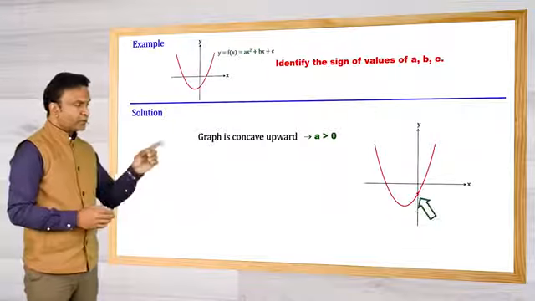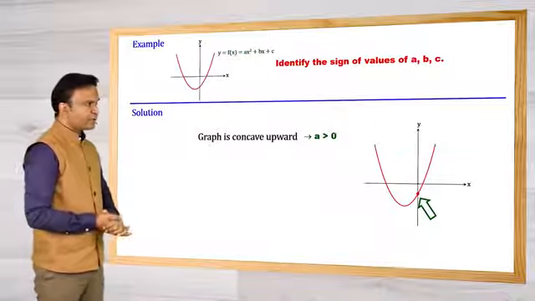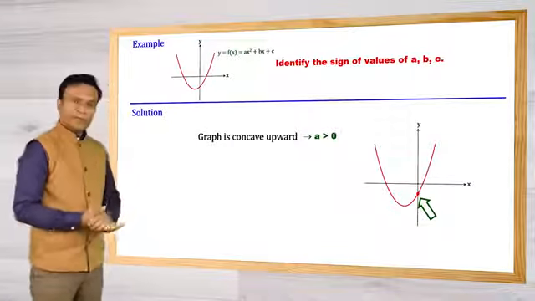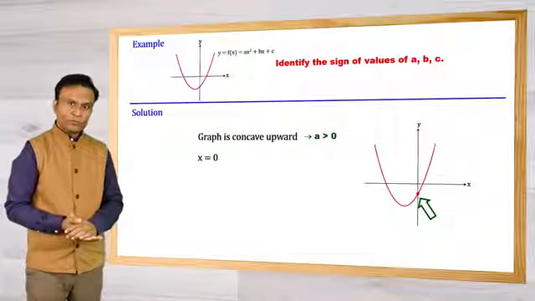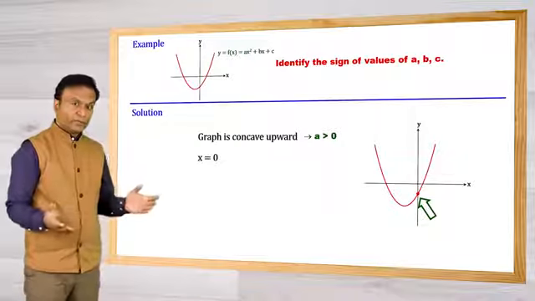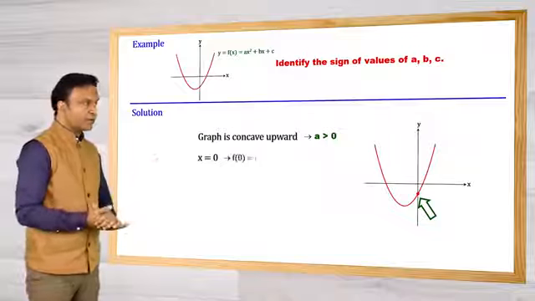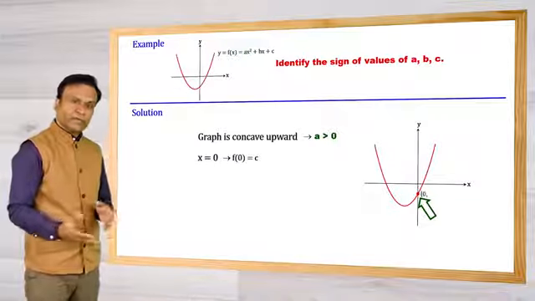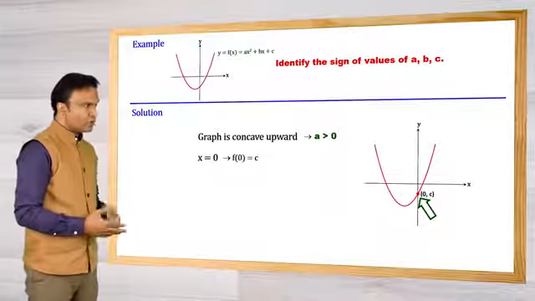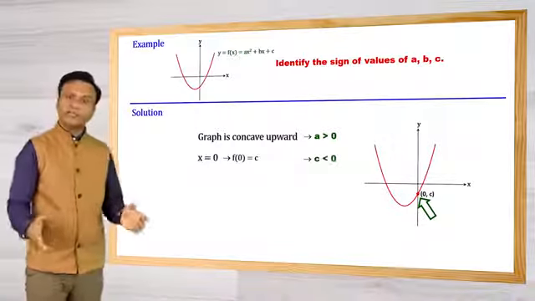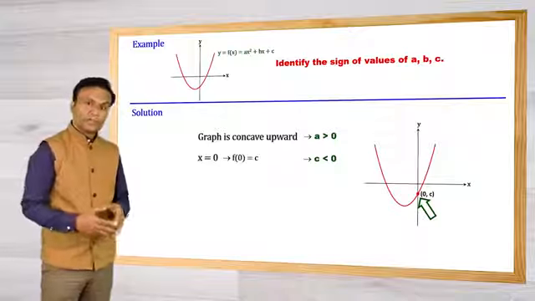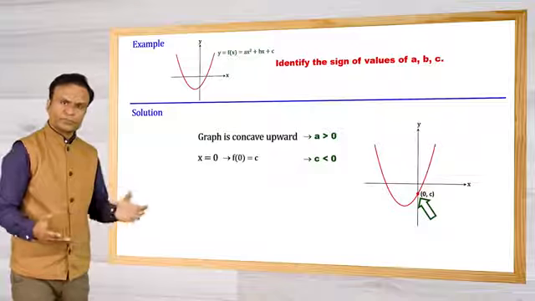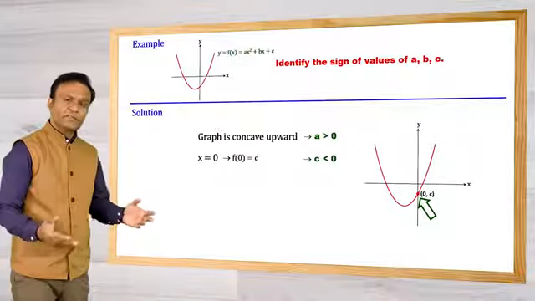Further, this point where the graph is intersecting the y-axis. For this point, the value of x is 0, and when x is 0, f of 0 is equal to c. So the coordinates of this point are (0, c), where c is obviously less than 0 because this point is lying below the x-axis. So y is negative and hence c is negative.